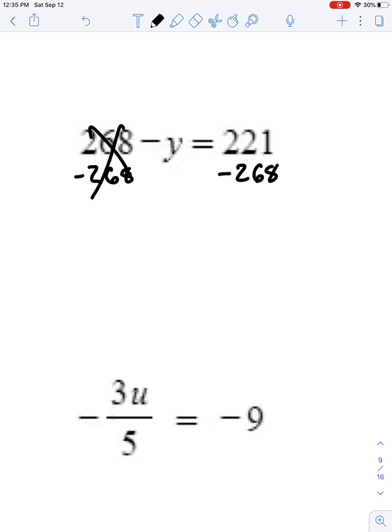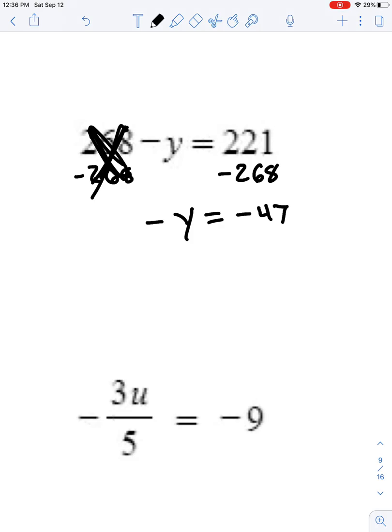These cancel out. We're going to be left with our negative y equals negative 47. Now, a lot of people get that wrong because they think they don't have to put this negative next to the y. They just put y equals negative 47 and they're done. They don't realize that this negative y has to come down. We didn't get rid of the negative by subtracting 268. We just got rid of the 268. That negative or subtraction symbol is still there. And since negatives are the same as subtraction, that's still in front of that y.